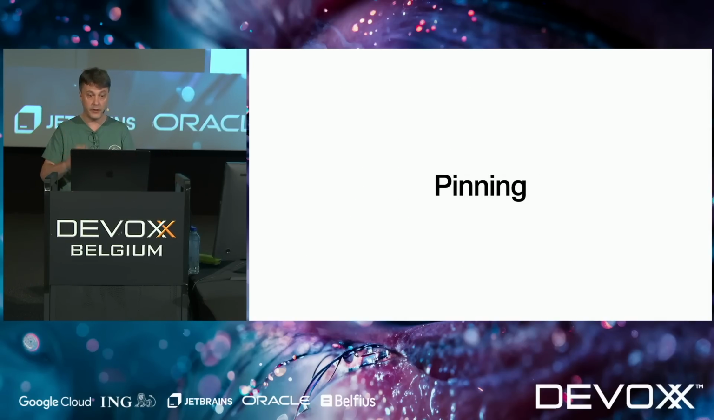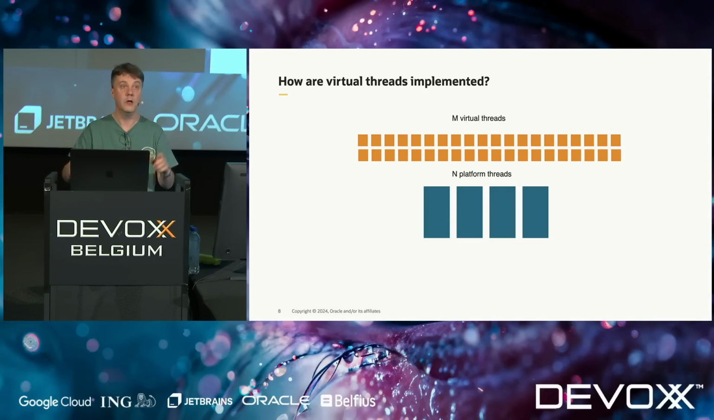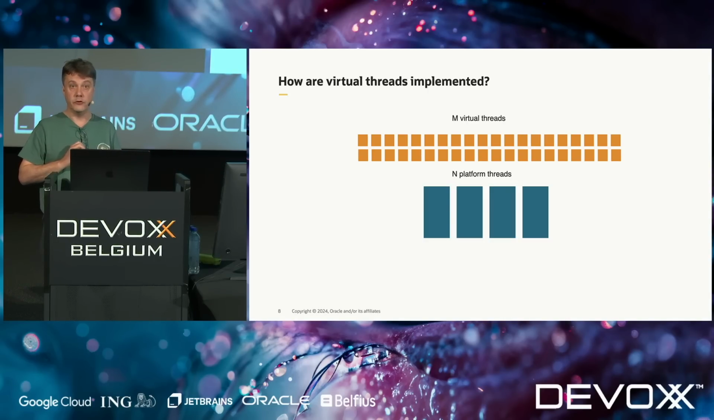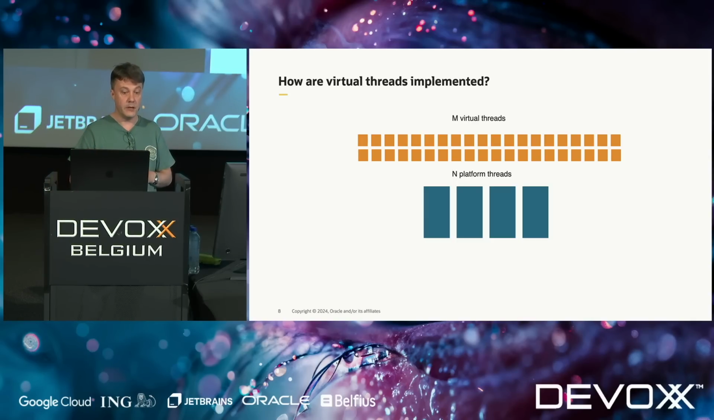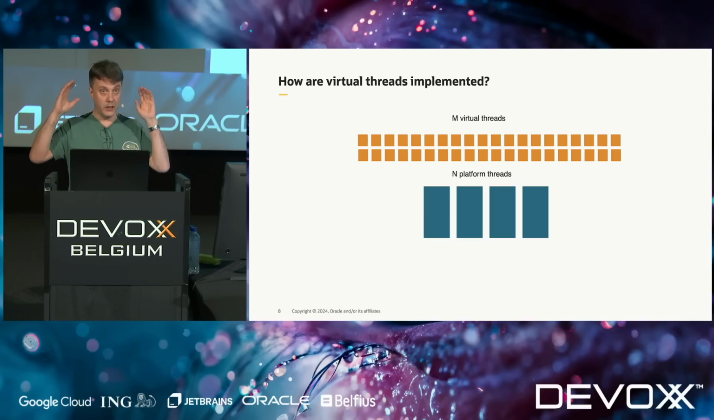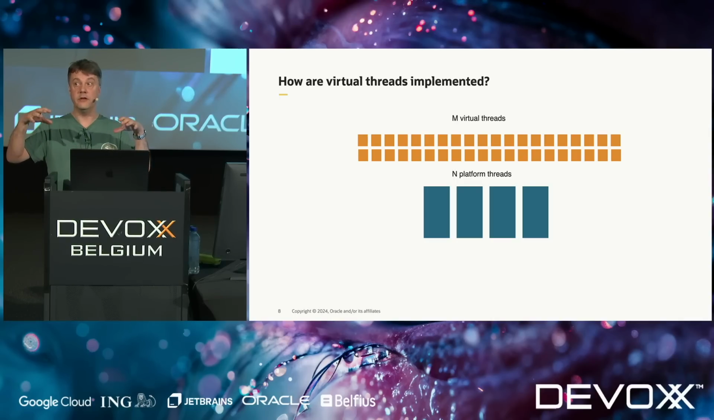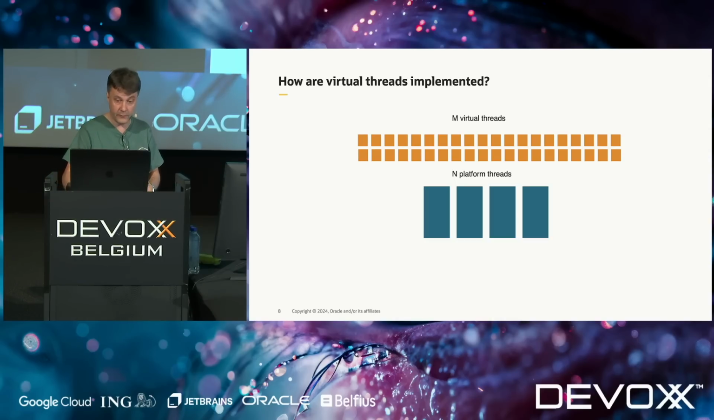So three topics I want to get through today. First one is pinning. I just want to quickly go through what we're doing on this one. So very, very quickly, how do virtual threads actually work? Well, in terms of threading models, it's an M-to-N threading model. You've got a large number of virtual threads that actually execute over a small number of platform threads.